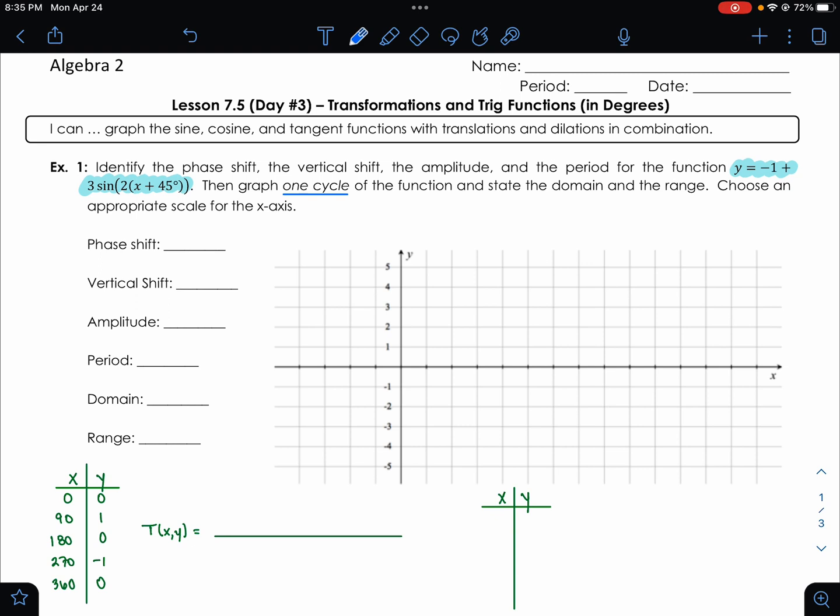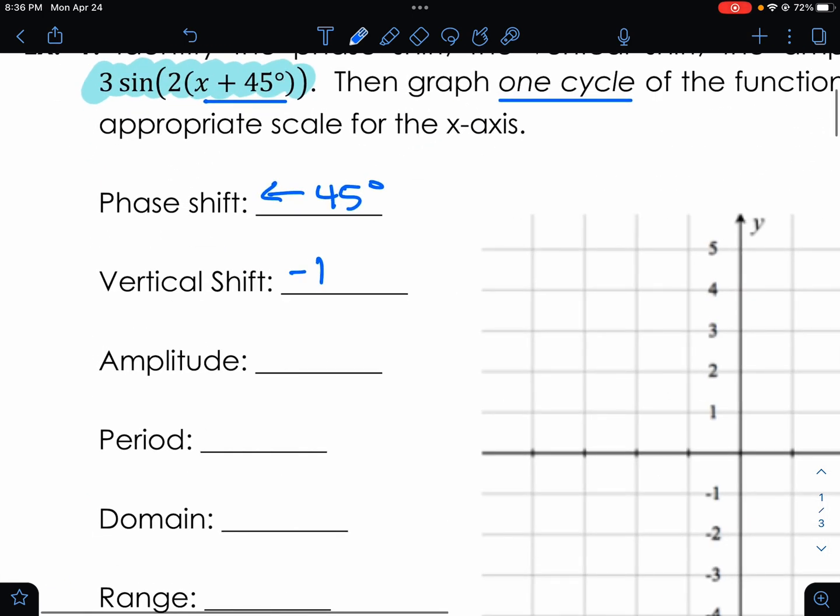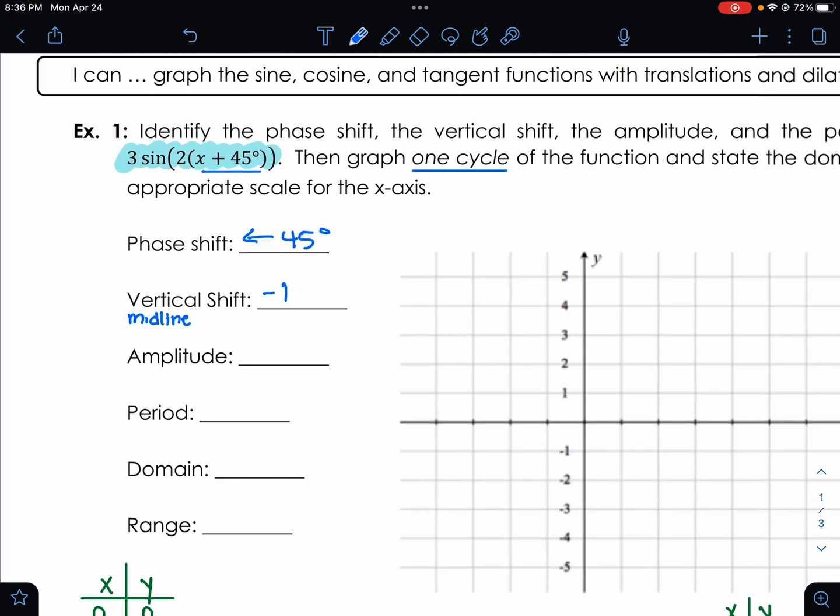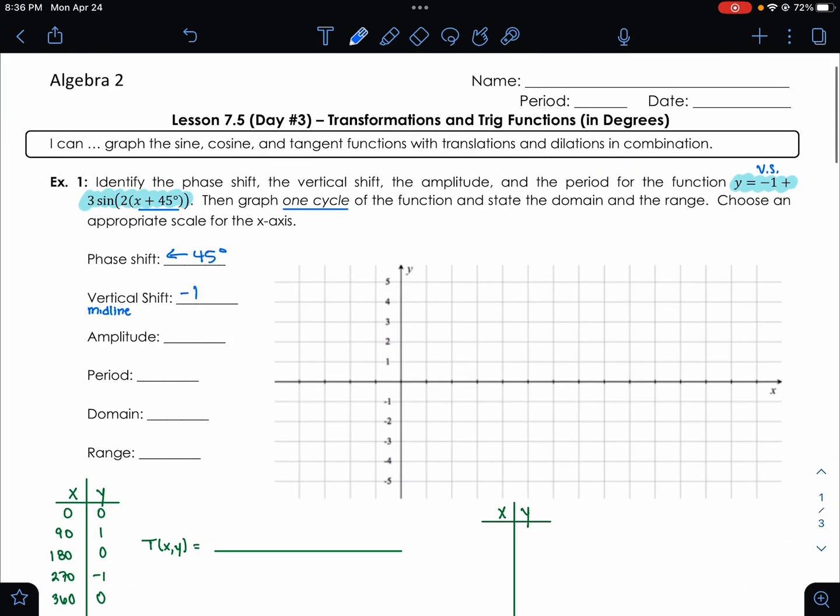So the phase shift, we see x plus 45. The phase shift is going to be moving us left 45 degrees. We have a vertical shift of -1. So that's our vertical shift right there, -1. That is also going to be our midline. Remember, our midline will help us figure out our range. And then our amplitude, we have a plus 3 times sine. So our amplitude is just going to be 3. Remember, the amplitude is always positive.